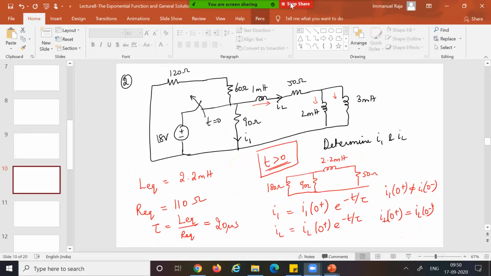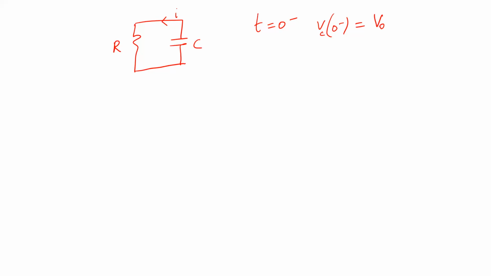Thank you. Okay, there was some confusion today about how we derive the RC response. I made a small mistake, and I'm just correcting it now. If you have an R and a C connected like this, and let's say the current flow is something like this. Now we are assuming at t equal to 0 minus, the capacitor voltage is some V naught.